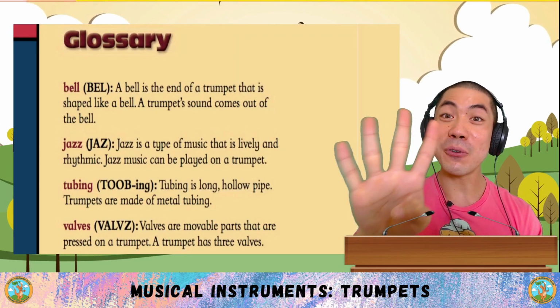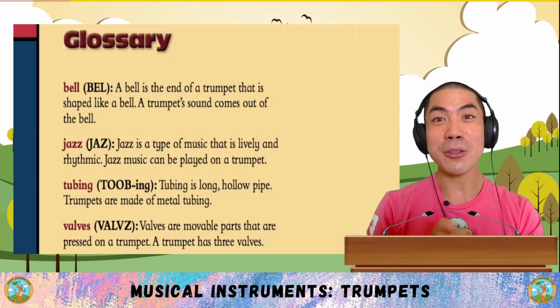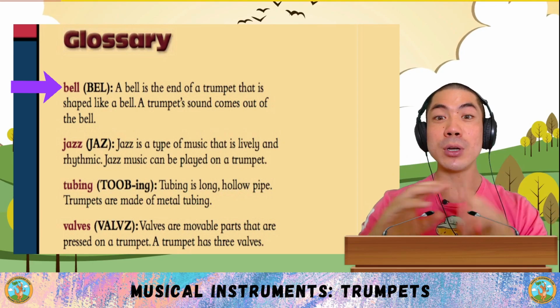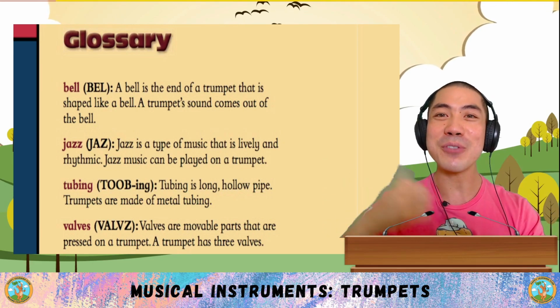Now let's go through the 4 new words that we learned in today's book. The first word is bell, which is the end of the trumpet that is shaped like a bell. A trumpet sound comes out of the bell.